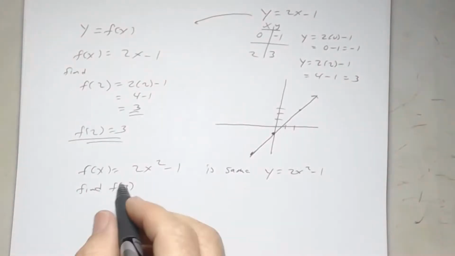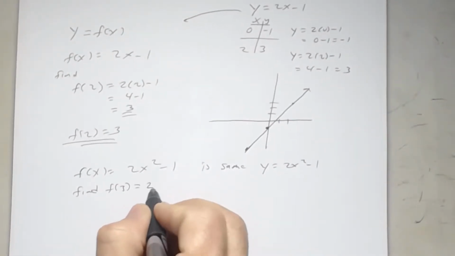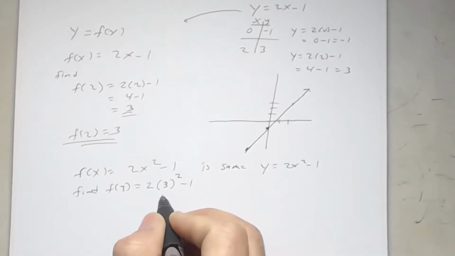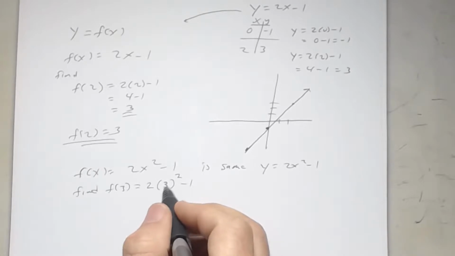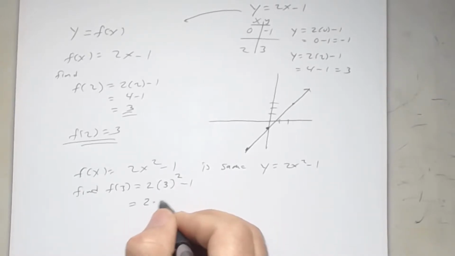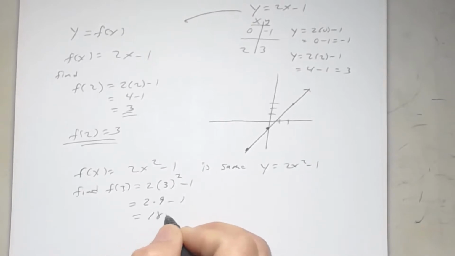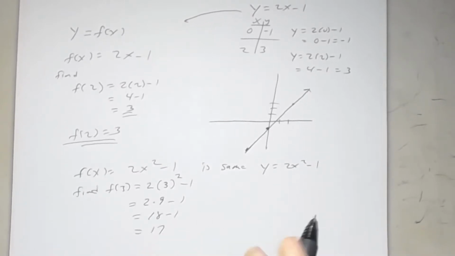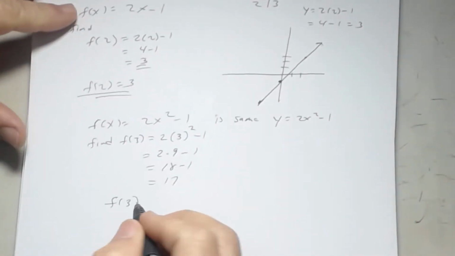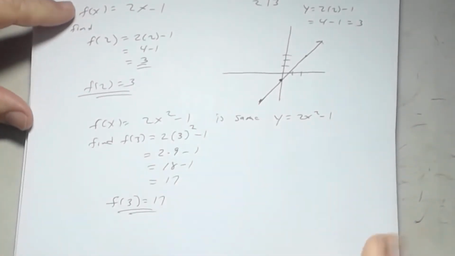So if we want to find f of 3, I'm going to say, well, that's going to be 2 times 3 squared minus 1. And then using the order of operations, what do I do first? No, not multiplication first. Exponent. 3 squared is 9. And what's 2 times 9? And what's 18 minus 1? Yeah. So f of 3 would equal 17.